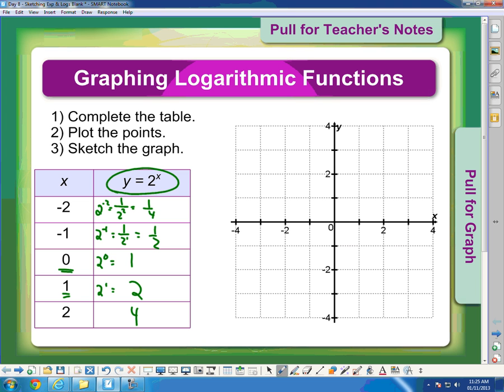So I'm going to start at 0 again, 0 and 1, 1 and 2, 2 and 4, negative 1 and 1/2, and negative 2 and 1/4. And we understand the shape of the exponential graph is like this.